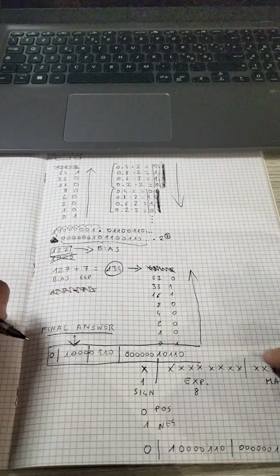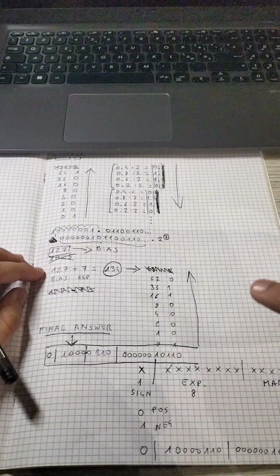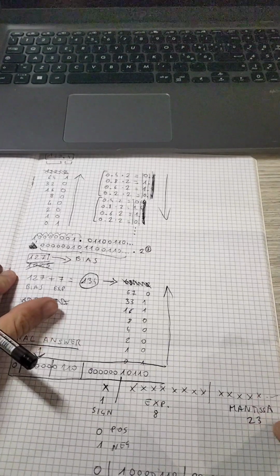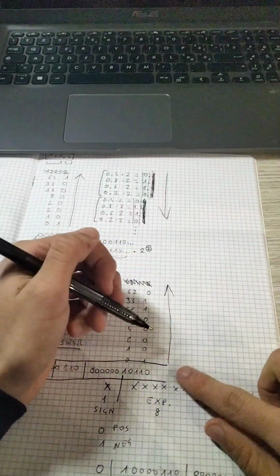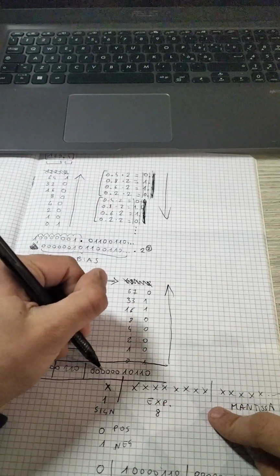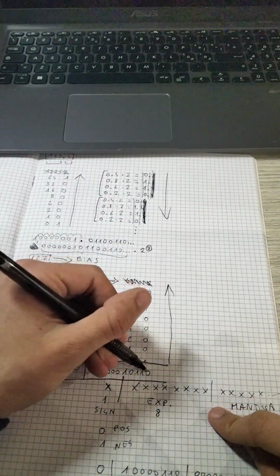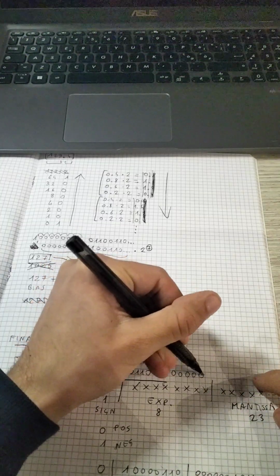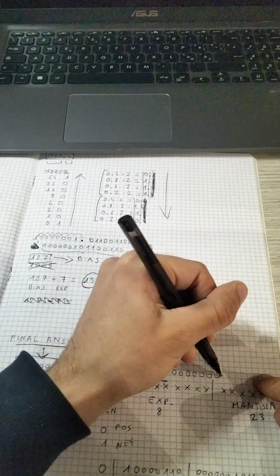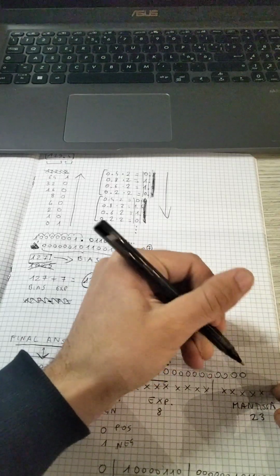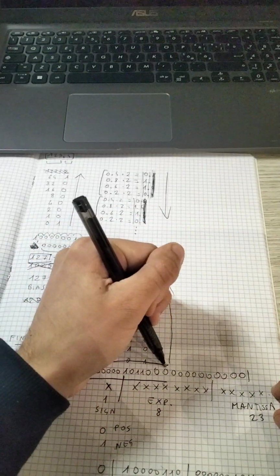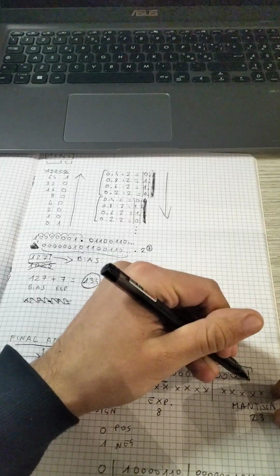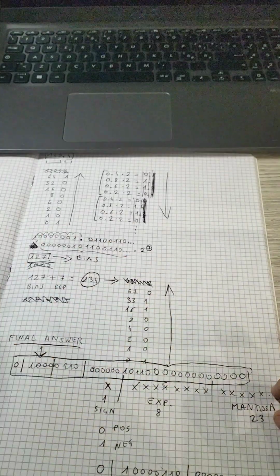Now, add as many zeros as you can until you reach 23, which is the number of bits for the mantissa. So let's count again. 1, 2, 3, 4, 5, 6, 7, 8, 9, 10, 11, 12, 13, 14, 15, 16, 17, 18, 19, 20, 21, 22, 23. There we go. That is our final answer.